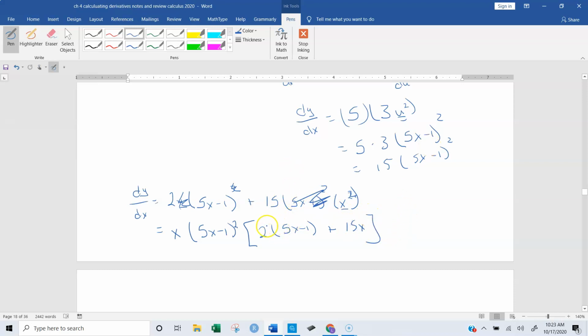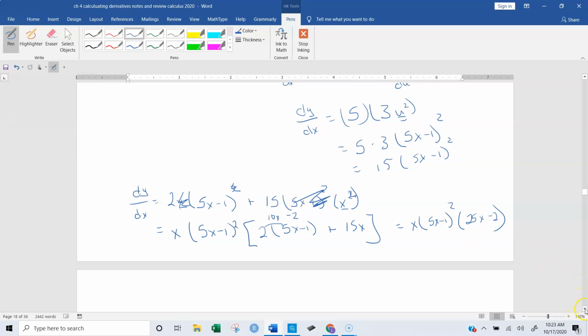Okay, let's combine here. So we've got 10x minus 2. So our final answer is x times (5x minus 1) squared times (25x minus 2). I hope you did a good job.